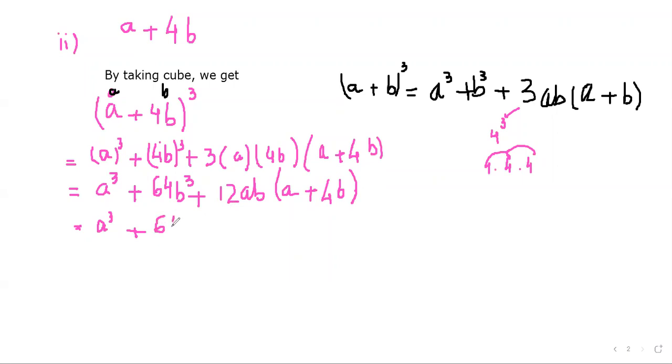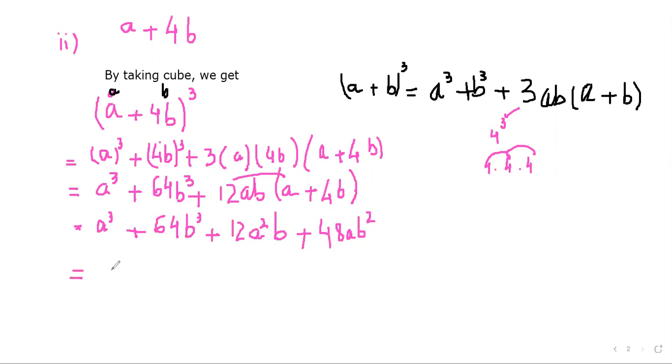64 b cube, 12ab. This 12ab will be multiplied with this one, so there is no coefficient, 12 will come again. 12 ones are 12, a multiplied by a is a square and b will come along with this. Then 12 ones are 12, 12 twos are 24, 12 threes are 36, 12 fours are 48. So 48 here, there is no A, like term is B, two same bases. In multiplication, powers will be added, 48ab square.